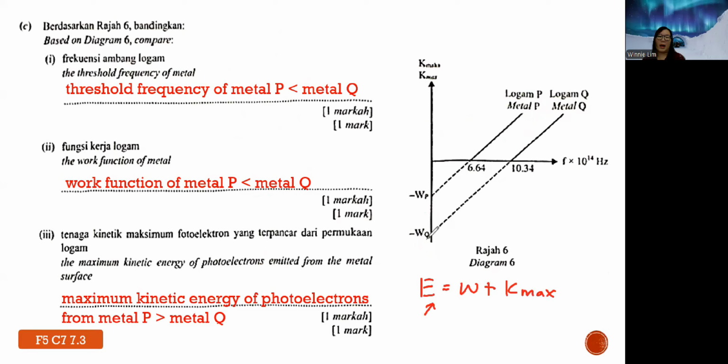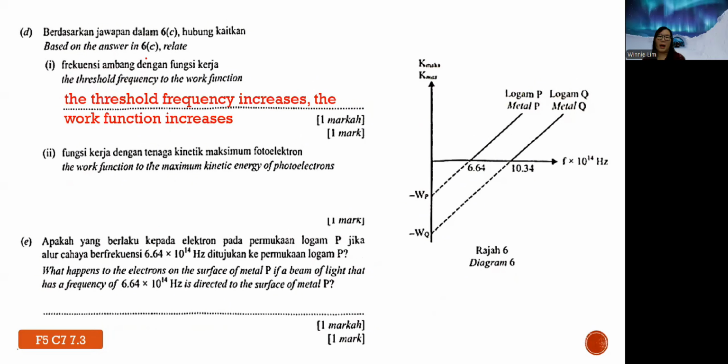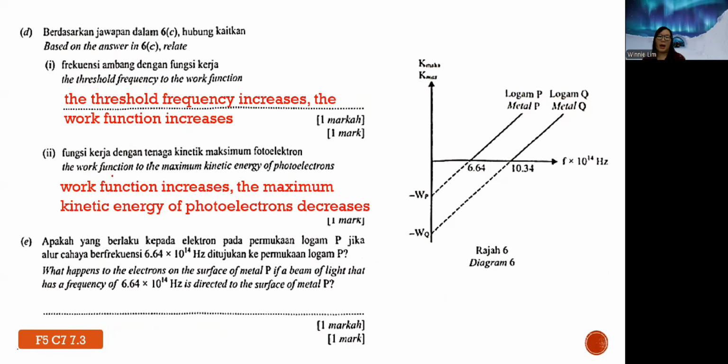So the photon energy is constant, agree? Then when your work function is greater, that means your Kmax will be lower. Or vice versa, if your work function is lower, your Kmax will be greater. Then what is the relationship between threshold frequency and work function? When threshold frequency increases, work function also increases. And then the work function to the maximum kinetic energy, they are inversely proportional. So when work function increases, the maximum kinetic energy of photoelectron decreases.